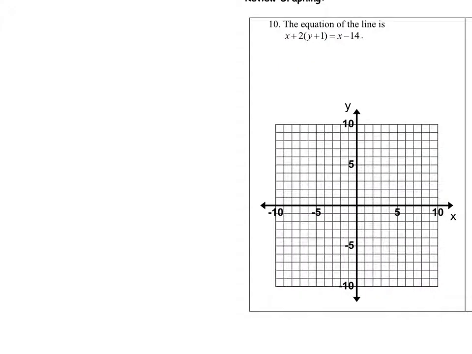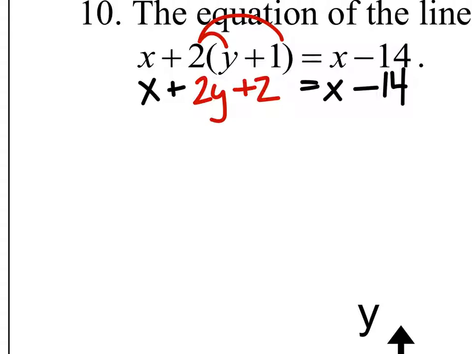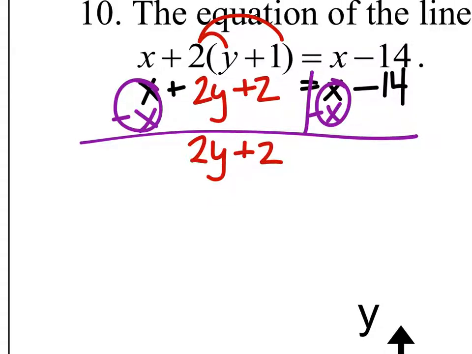All right, now it wants us to graph these equations. But this one's in kind of a weird form. It's not standard form. It's not slope-intercept form. So we have to simplify this. First off, we'll need to distribute the 2 into the parentheses. So 2 times y gives us 2y, and 2 times 1 is a positive 2. All right. Now I need to move my x's to the other side of the equation, away from the y. So I'm going to subtract x from both sides. And this zeroes out, but as it turns out, this one zeroes out as well. We're just left with 2y plus 2 equals negative 14.